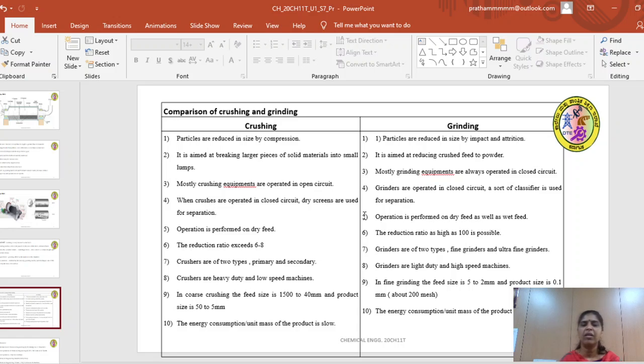So these are the points that can be learnt during the comparison of the crushing and the grinding process.